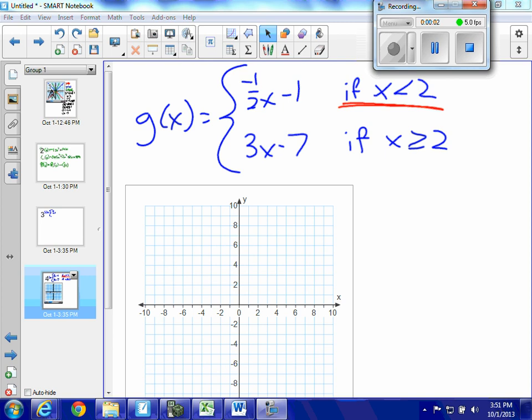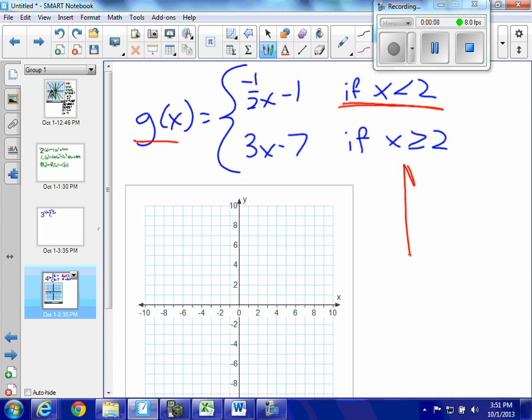So I'm going to graph this piecewise defined function g of x. And I'm going to start by looking at the domain part of each piece of the function. That might be a better place to start. So for one part of the function, I'm looking at where x is going to be less than 2. So I'm going to just draw on the number line here in red.